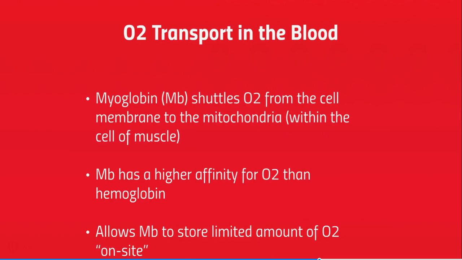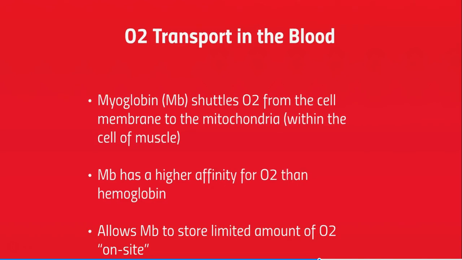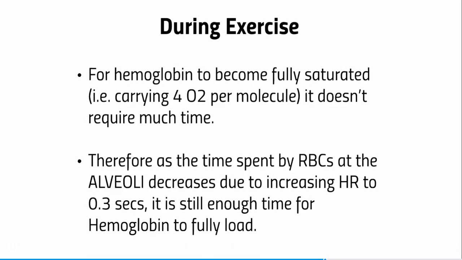Once it gets to the muscle, hemoglobin passes off oxygen to myoglobin, which loves oxygen just that little bit more, has a greater affinity, and therefore we can store a little bit of oxygen in our muscle fibers as well, particularly in our slow twitch fibers, which is good because it means it's there to be used straight away as opposed to waiting for it to circulate when we need it.